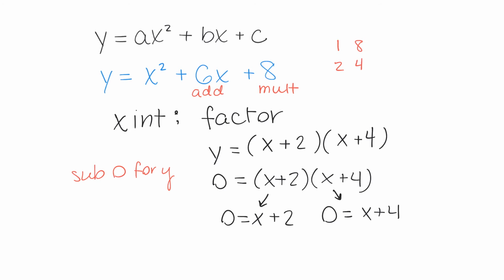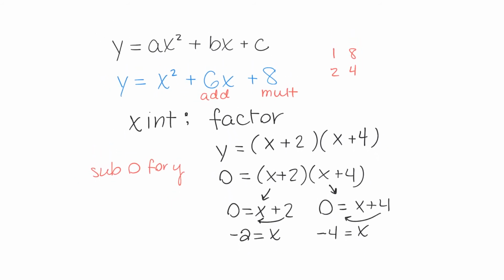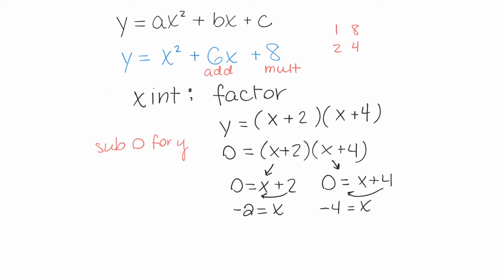I'm going to solve. So move my negative 2 over here, and I get negative 2 equals x. Move the 4 over, and I get negative 4 equals x. So now I know that my x-intercepts have to be written as a coordinate, and I used a negative 2 for the x and a 0 for the y, so there's one coordinate.